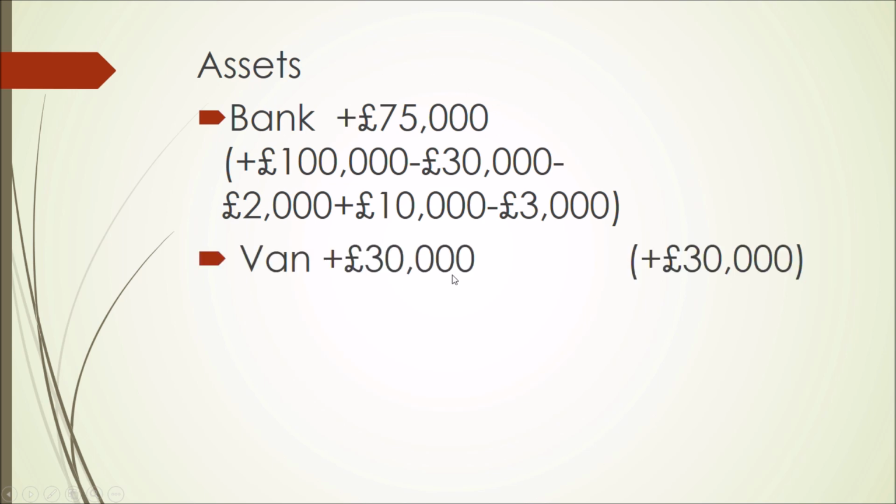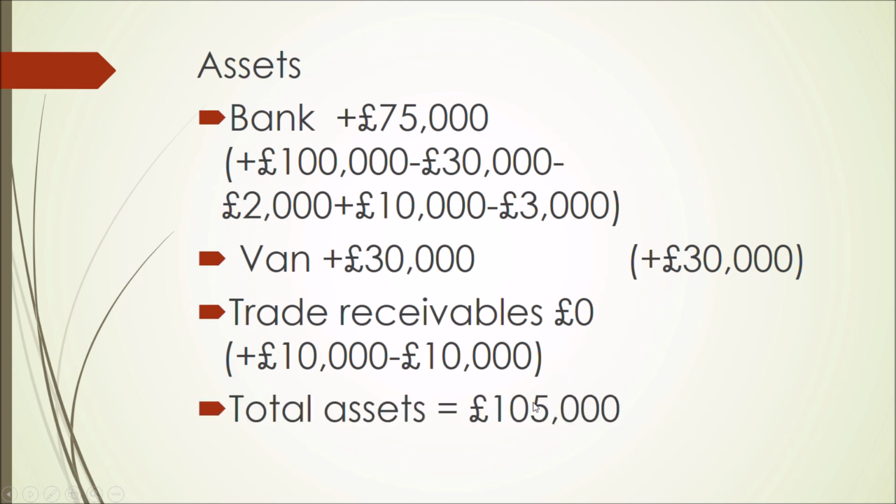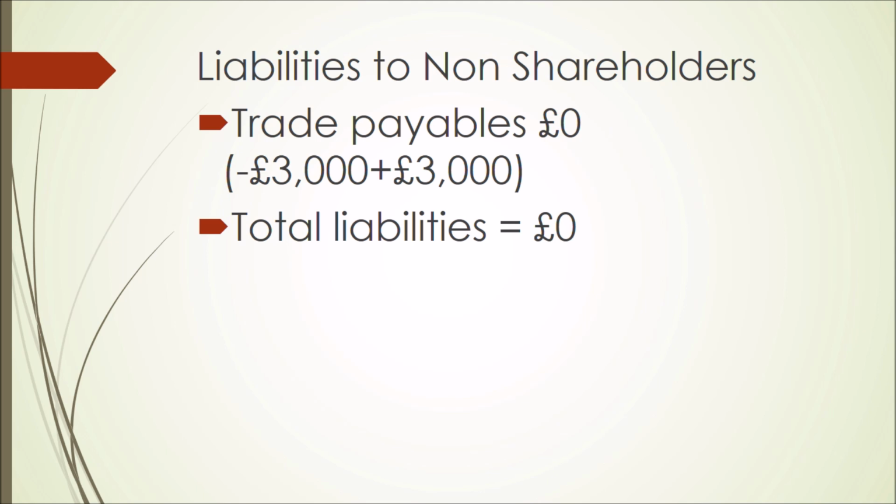And our van is plus £30,000, and our trade receivable is now zero. Initially it went up by £10,000 when we made that sale, and then the customer paid us, so it went down to zero. So our total assets are £105,000. Trade payables is zero. We initially owed them £3,000 for the goods that we received, but then we paid them eventually, so it's down to zero. Our total liabilities to non-shareholders are therefore equal to 0.